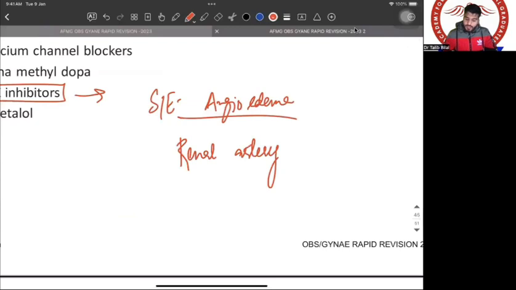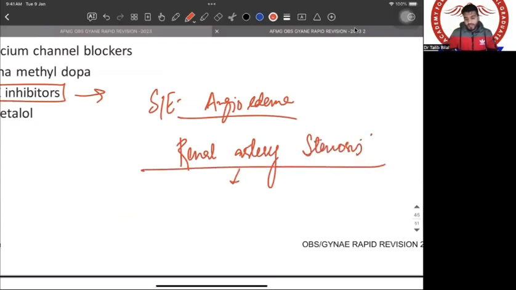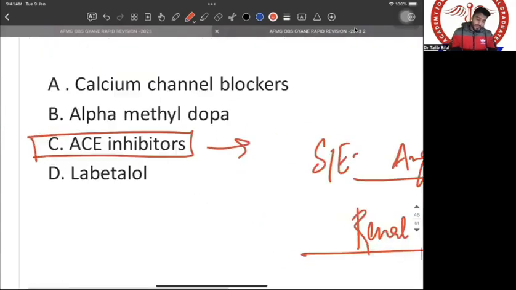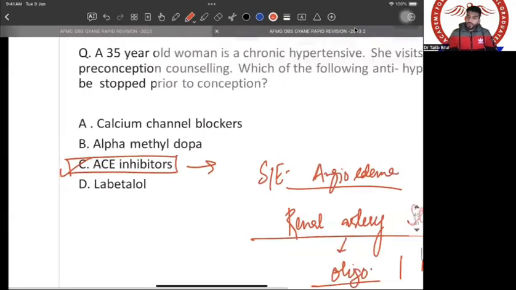Along with that, my dear students, we have renal artery stenosis, and it can also cause vasospasm. This renal artery stenosis can further lead to oligohydramnios, because the most common cause of oligohydramnios is bilateral renal artery stenosis or renal agenesis, है ना? Oligohydramnios is when the AFI is less than 5. Okay, so which drug do you have to stop, guys? ACE inhibitors. Rest all the drugs can be given.